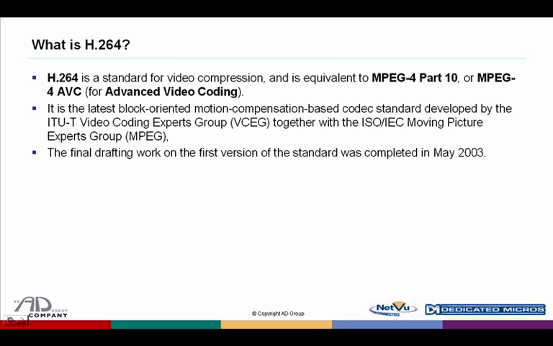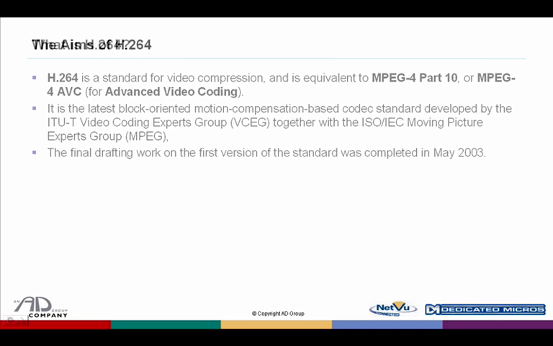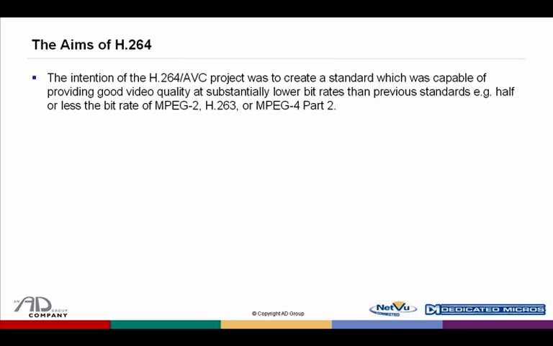It was completed as a first draft back in May 2003, so it's been with us a period of time now. The aims of H.264 were to provide a standard capable of good quality video but at reduced bit rates compared with previous standards, and the intention was to achieve half the bit rate for the same quality level compared to MPEG-2, H.263 or MPEG-4 Part 2, which is the common use of MPEG-4 that we're familiar with these days.